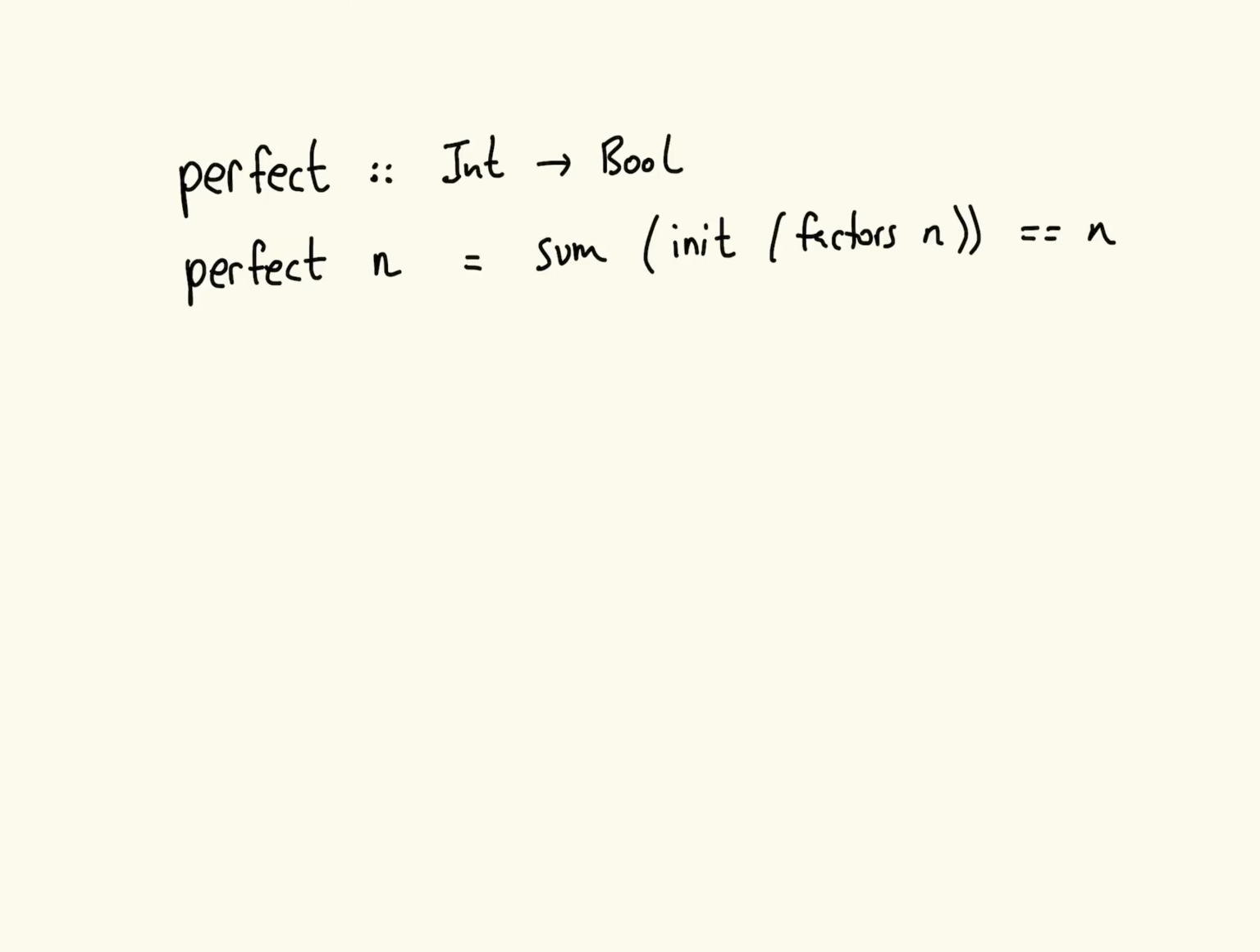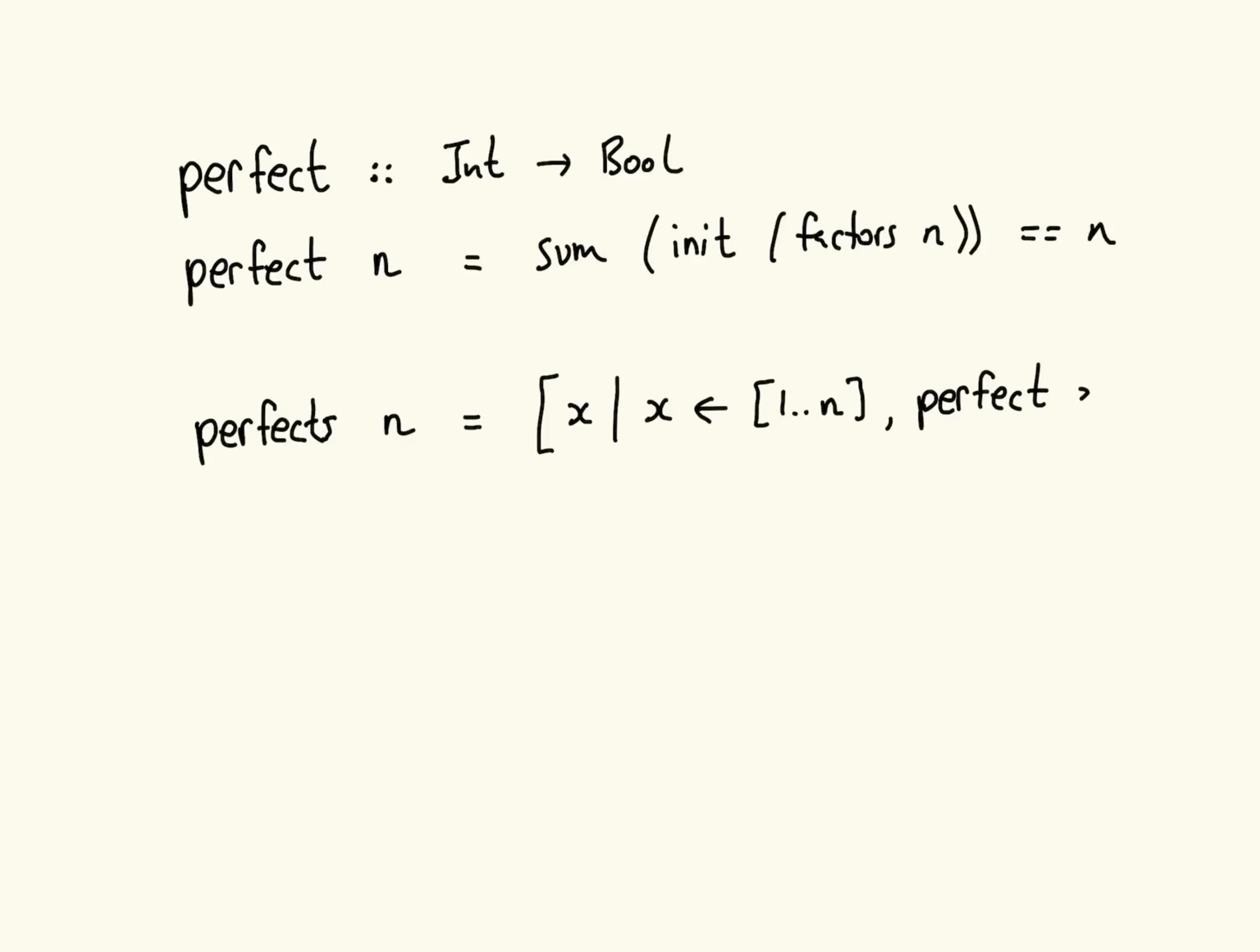And then just to complete the exercise, we can define the perfects function. So what perfects is going to do is you give it a number and it's going to return all the perfect numbers up to that limit. So this is just a simple list comprehension. We form the list of all values x such that x comes from the list 1 up to n. It's a simple generator, and then we want to only keep the numbers x if they are perfect. Okay, so a simple one-line definition.